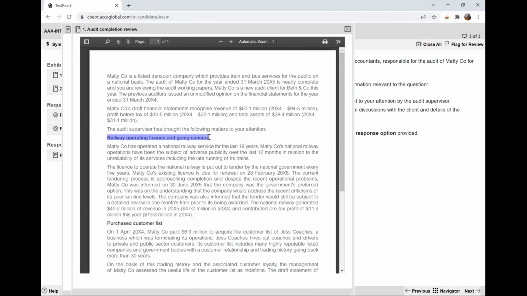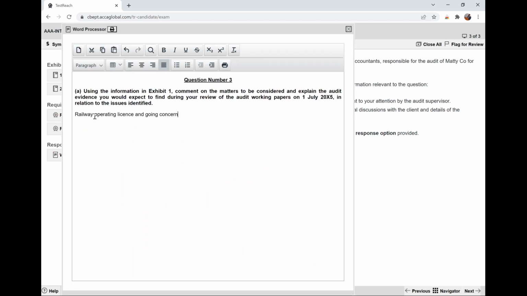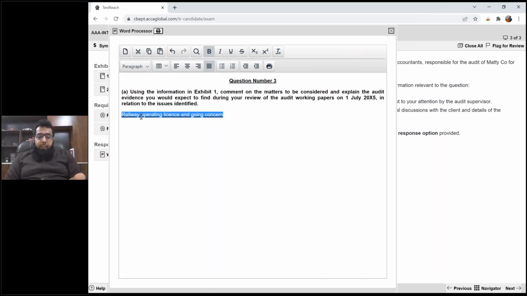Now, railway operating license and going concern. So we are attempting this part first. Railway operating license and going concern. Okay, now let's look at it.